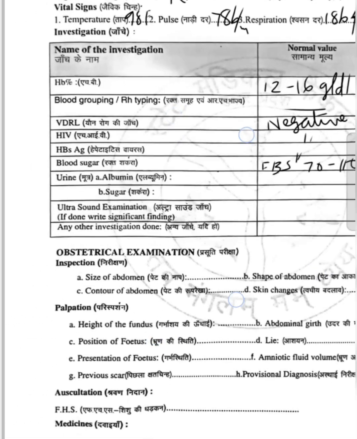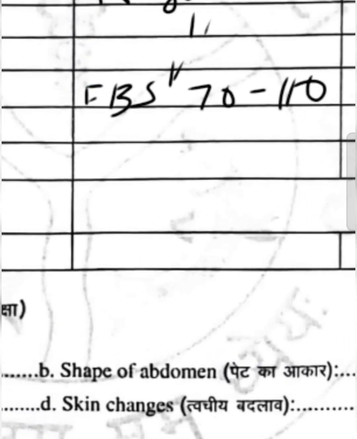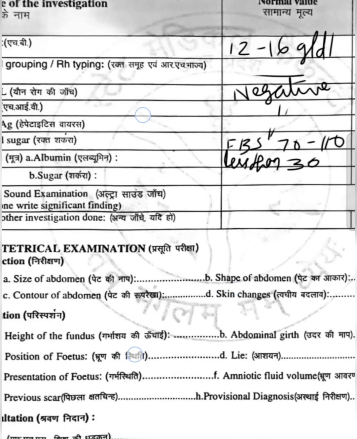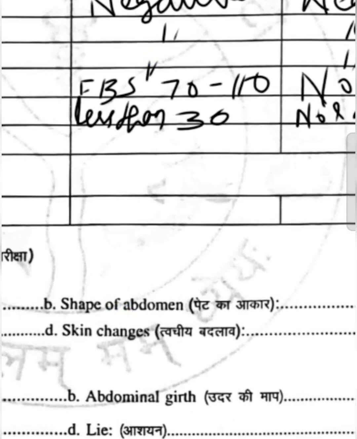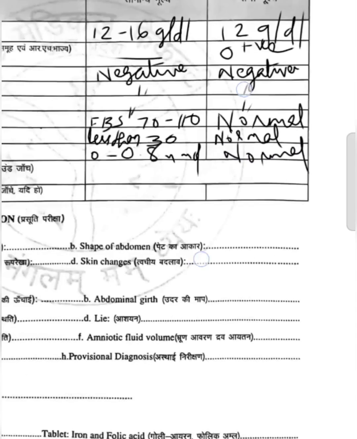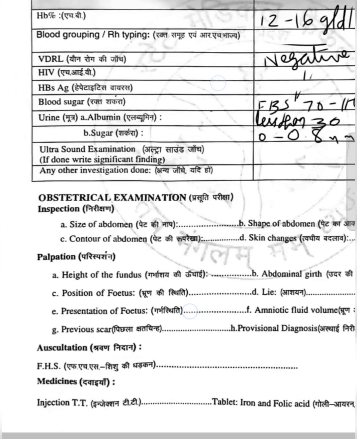Next one is urine albumin level, which is less than 30. Here our mother also has a normal condition. The urine albumin level is normal. And next one is urine sugar level, which is 0 to 0.8 mmol. This is the normal value, and our patient also has normal only. She does not have any abnormal conditions. That's why I am writing these normal values here for the patient.